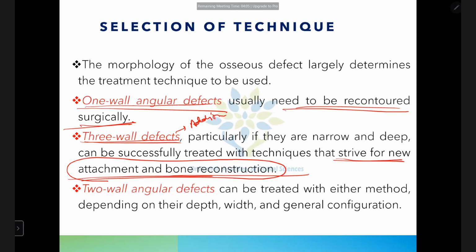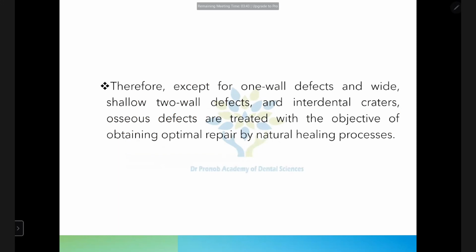Whereas in case of two wall angular defects, that means only two walls are present, we can go with either method. That means we can go with the resective method or the regenerative method. So how do we select? It will depend upon the depth, width and the configuration of the bony defect. Depending upon these three factors, we will see whether we have to go with the additive osseous surgery or the subtractive osseous surgery.